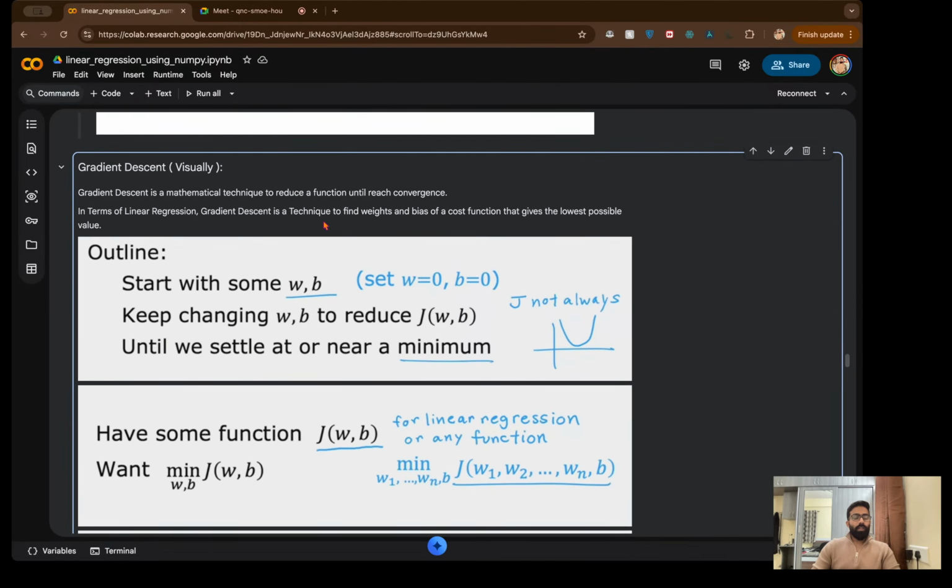Now, let's understand this gradient descent visually. We are starting with some values of w and b. Let's say w equals 0 and b equals 0. Keep changing w and b to reduce J(w,b) until we settle at or near a minimum of this.